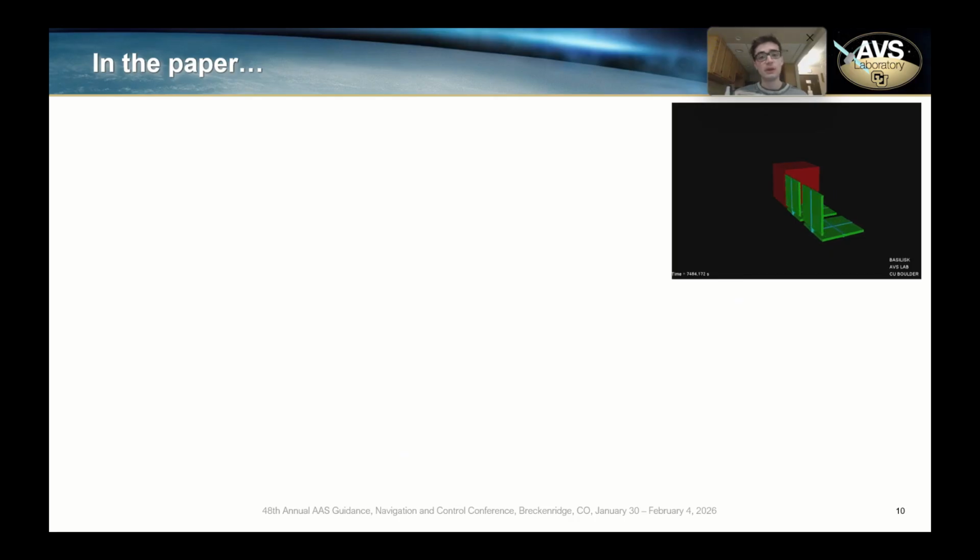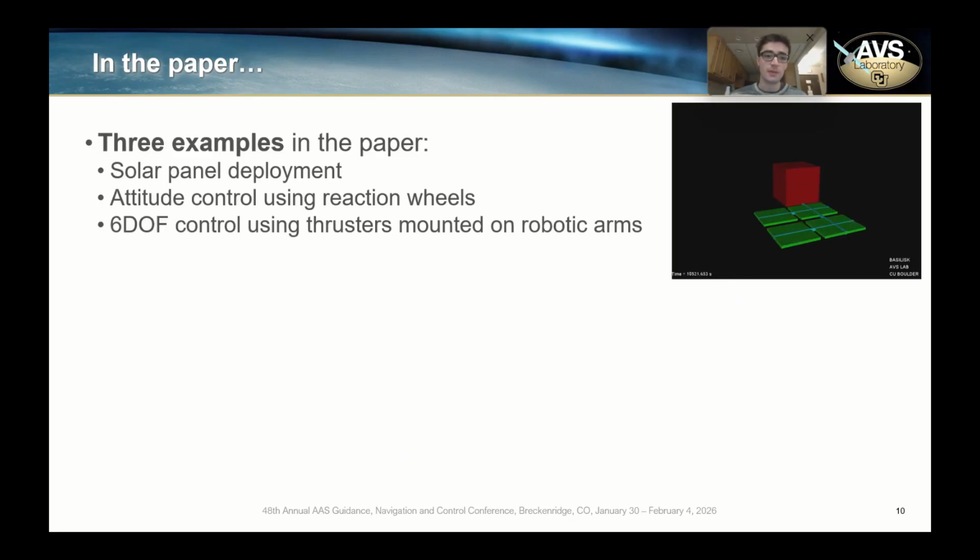And so I want to do a quick recap of what's in the paper. We have three examples: the solar panel deployment that we very briefly covered, which you can see in this video. We also have a very classical attitude control problem with reaction wheels, to see how this paradigm applies to classical attitude control systems. And then we have a novel 6 degree of freedom control using thrusters mounted on robotic arms, to see how this applies to more complicated control algorithms that are perhaps going to fly in the future.